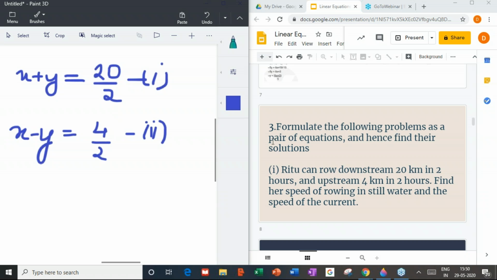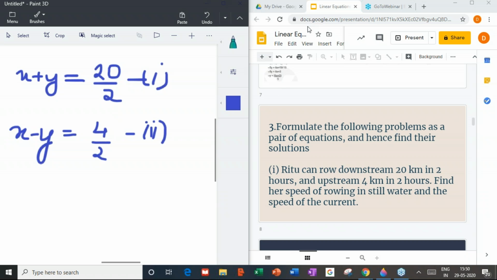Anybody who is still having a confusion as to how I got the linear equations? Because I'm going to directly give you homework now, so I want you to solve. That time I don't want confusion that, oh, I didn't understand. Okay, so I'm repeating it once more.